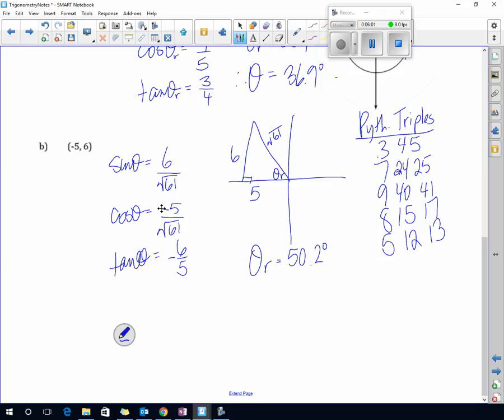So that is not my answer, though. I need to find what that is. Yes, 180 minus that. So what do I get? So that would be my final answer in that case. Okay?